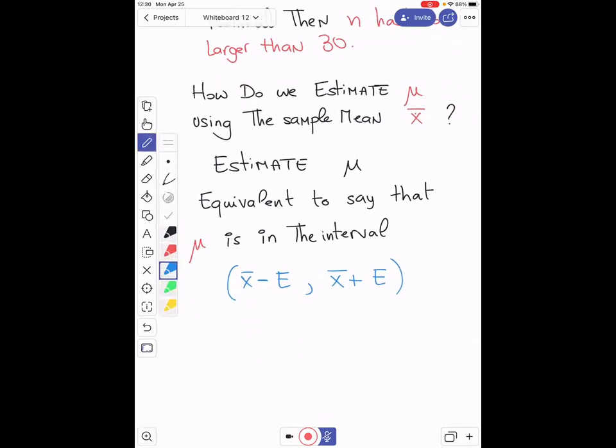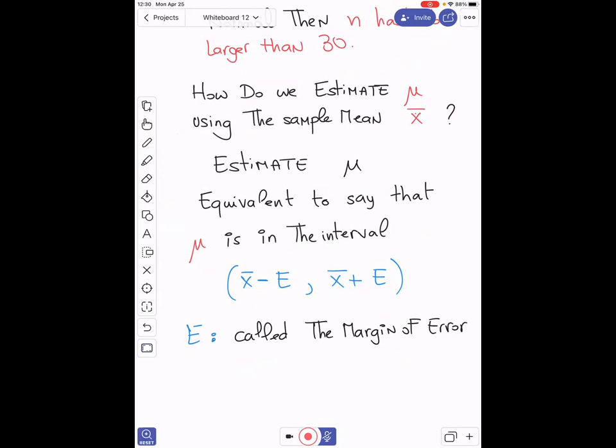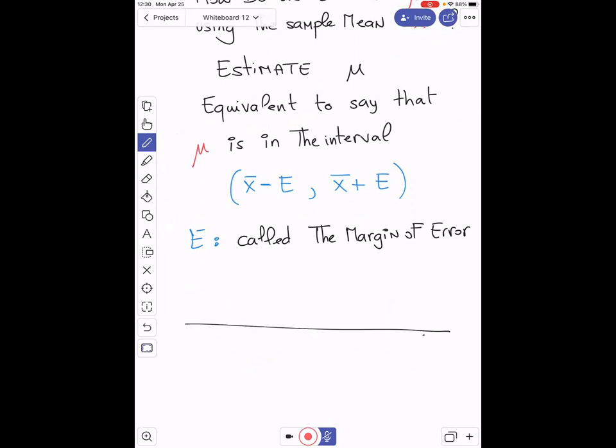So e is called the margin of error. Again, the idea, guys, is that you have your number line, and x bar, your sample mean. What's the interval x bar minus e, x bar plus e? It's going to be some interval around x bar. Here, this is x bar minus e, and this is x bar plus e. Your population mean mu is supposed to belong to this interval.